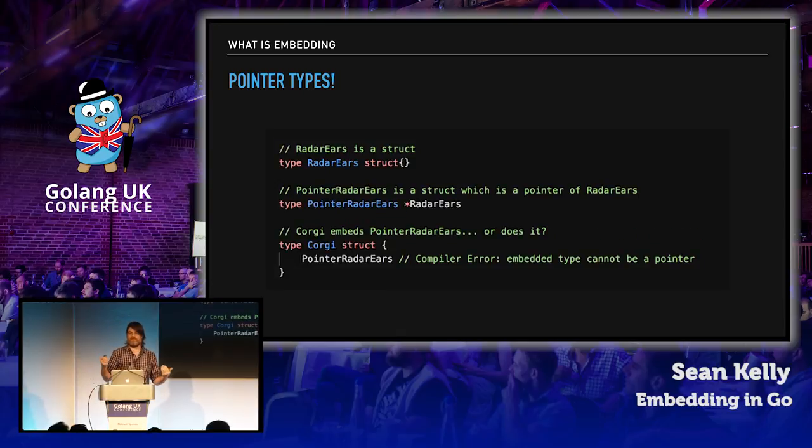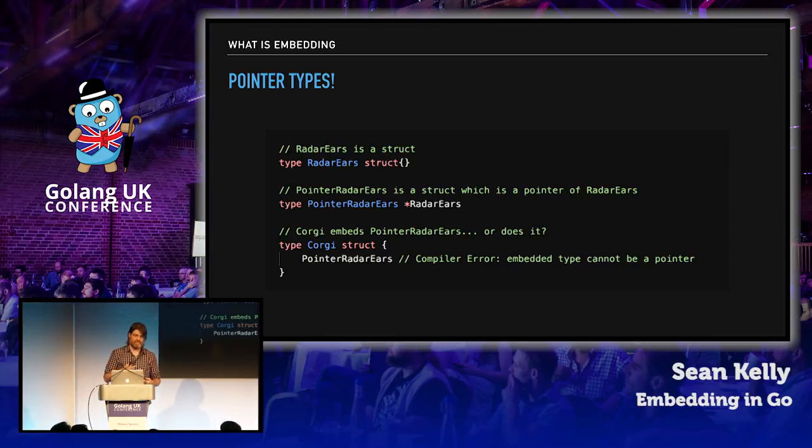Well, if you had declared a RadarEars struct and you then declared another type that was based on that struct but a pointer to that struct, you have now created a pointer type. And that you are unable to embed into another struct. Now, the thing is, you don't see too much of this, I would say, in the wild. I guess I haven't seen too much of this in the wild, where people declare types off of other types' pointers. But it is possible.